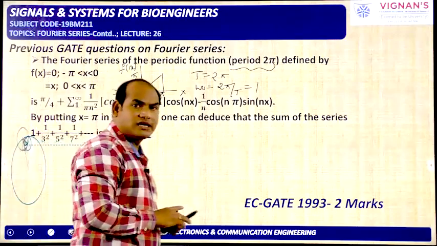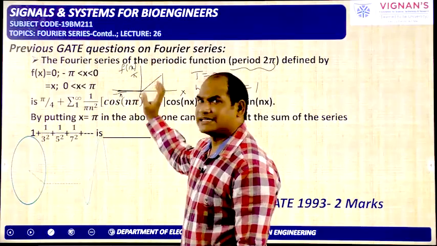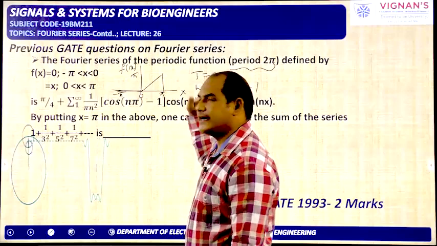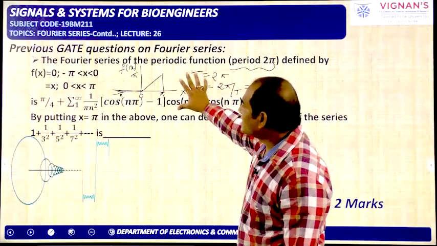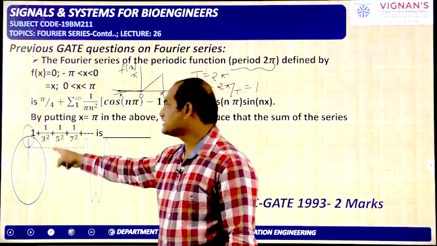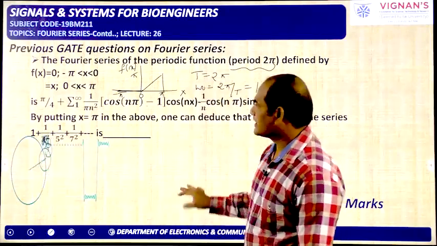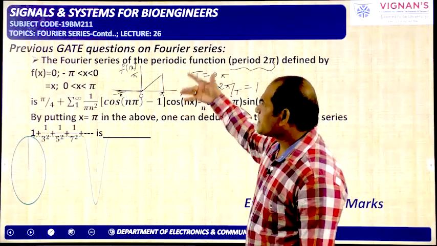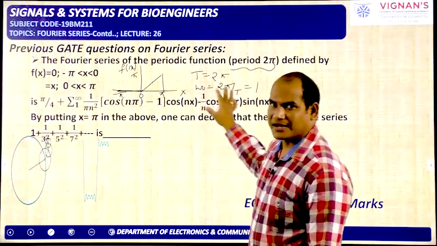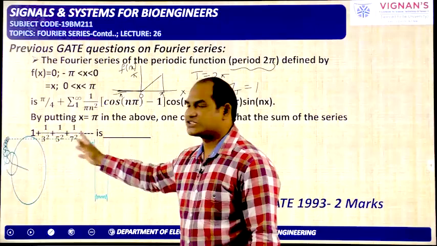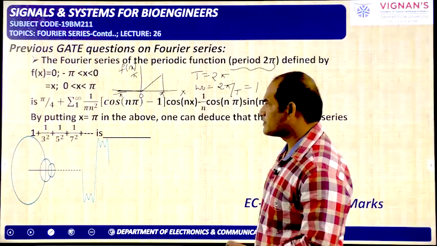By putting x is equal to pi in the above expression, one can deduce the sum of the series. They have given one periodic signal, showing how the signal changes during one period, and this particular pattern will be repeating. That is the periodic signal, and its Fourier series is also given. With this given information, we need to find the summation 1 plus 1 by 3 square plus 1 by 5 square plus 1 by 7 square and so on. The question is based upon the Fourier series. With this given data, we need to find this summation value.